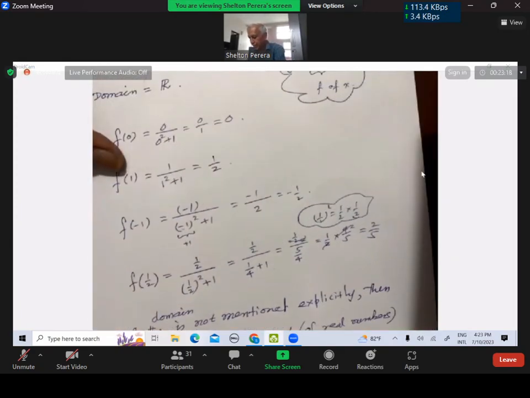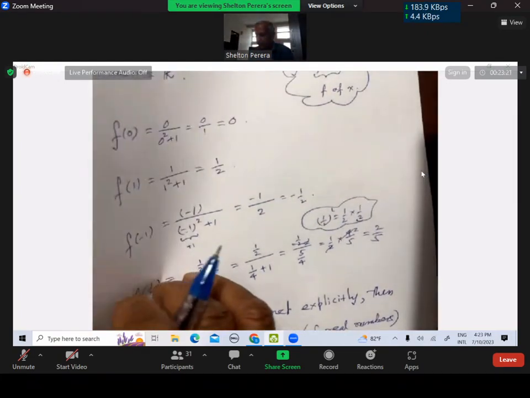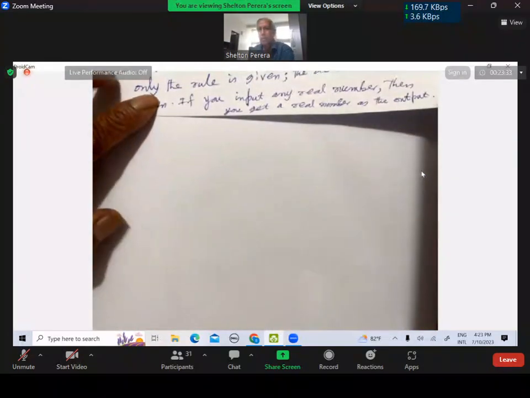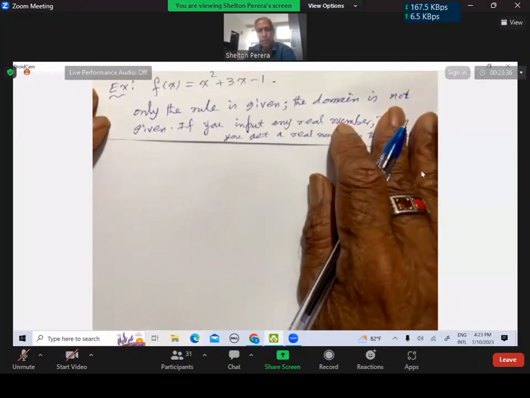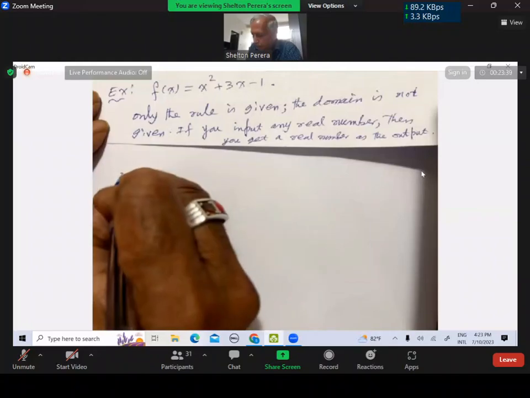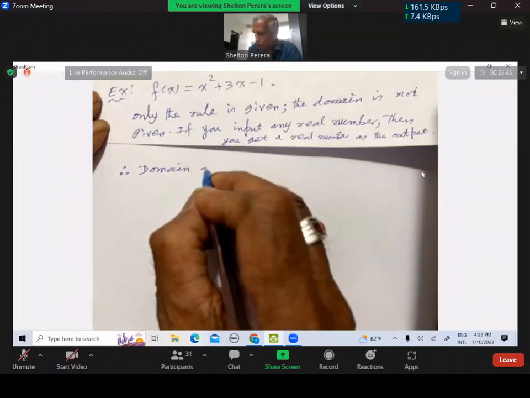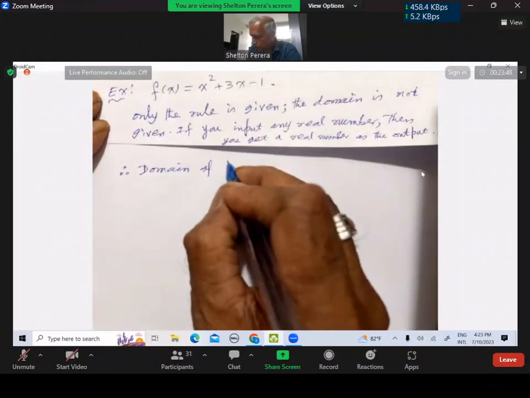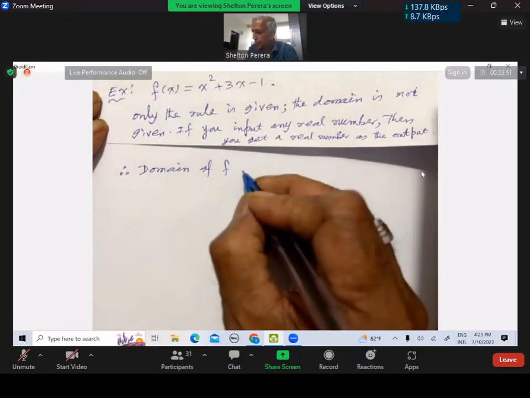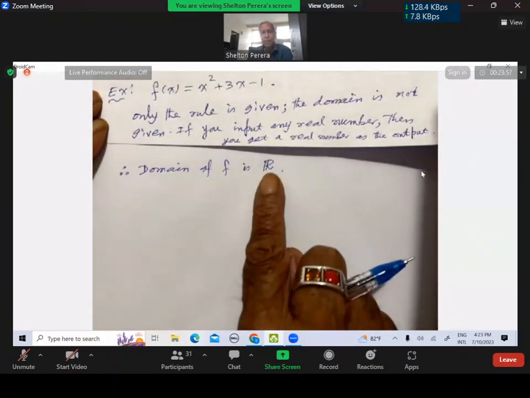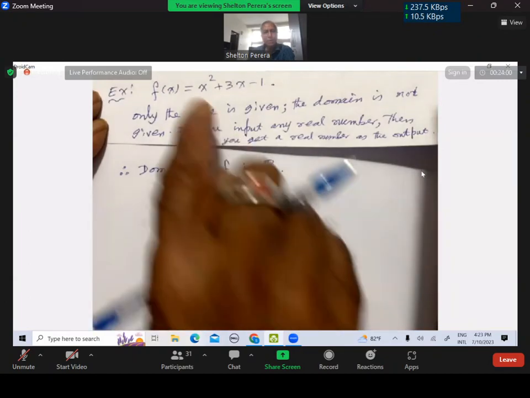So what is the conclusion? Therefore, what is the domain of that function? The domain of f is the set of all real numbers. Any real number as the input would make sense.